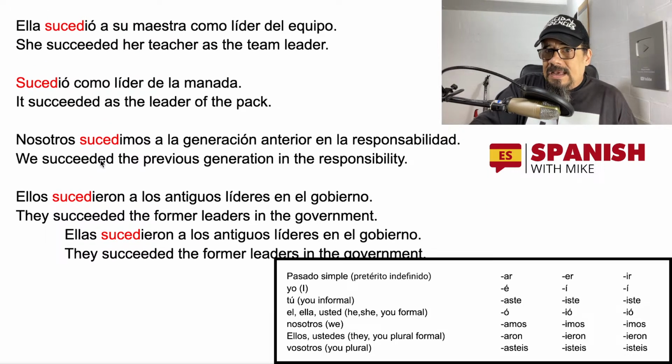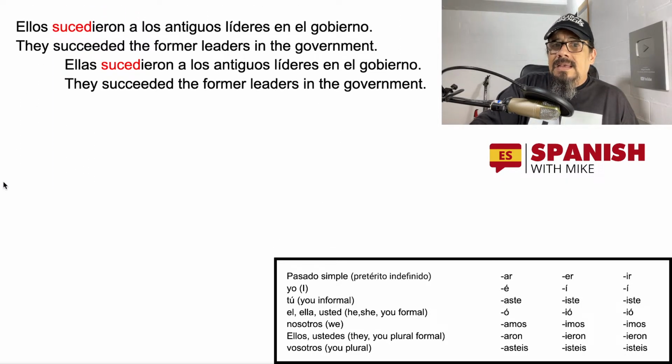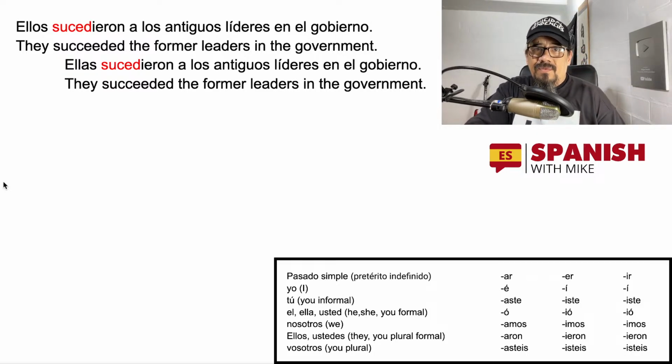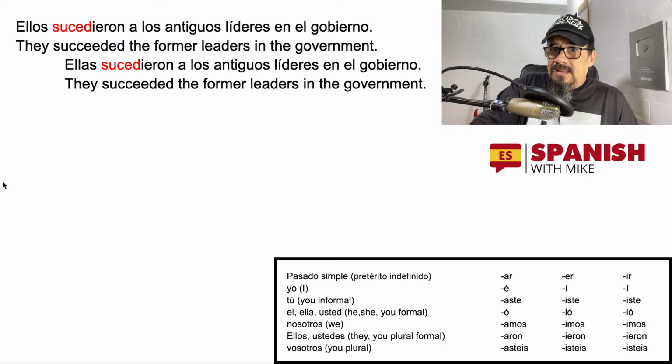Nosotros sucedimos a la generación anterior en la responsabilidad. We succeeded the previous generation in the responsibility. And ellos sucedieron a los antiguos líderes en el gobierno. They succeeded the former leaders in the government. Male. Ellas sucedieron a los antiguos líderes en el gobierno. Female.